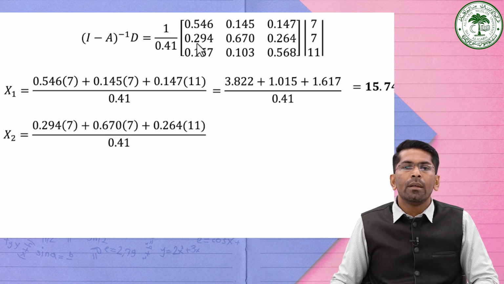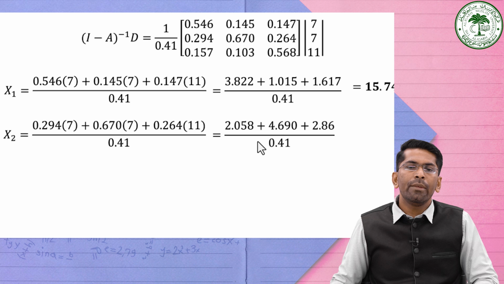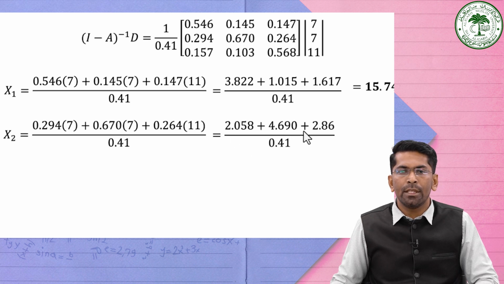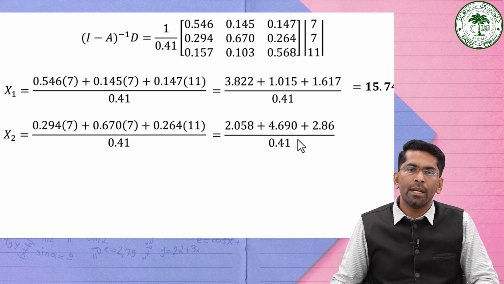After finding the first output, again we find the second output, that is x2. The second row we multiply with this particular column. So it will be 0.294 into 7, 0.670 into 7, plus 0.264 into 11, divided by 0.41. That equals 2.058 plus 4.690 plus 2.86 divided by 0.41, which is equal to 23.43. We can say that it is around 24.